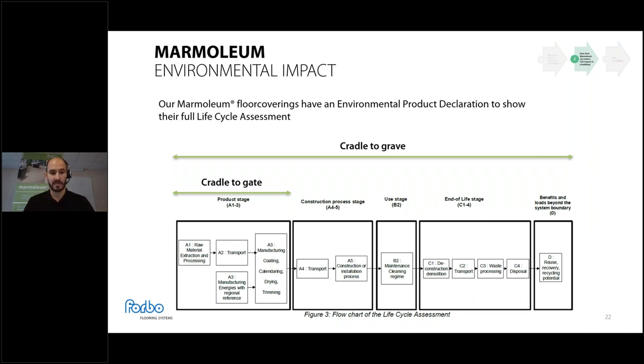This is what you can see here. It's what is cradle to gate. It is the impact of how Forbo, for example, contributes, because we have the raw material extraction, the transport, the manufacturing, the coating, calendaring, drying, and after, for the rest, it is the charge of the owner, the user of the building. And in this way, we can just help you to reduce a lot your CO2 impact, but we are not in charge of that. This is what we try to put in our product stage. It's to reduce to the maximum the CO2 impact.